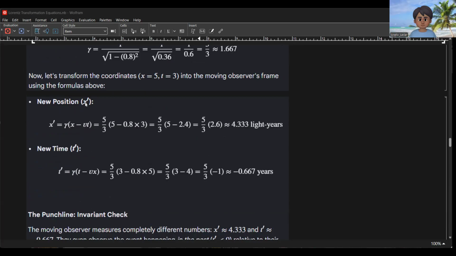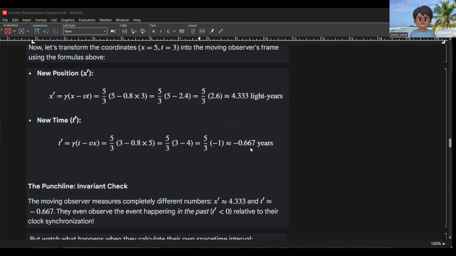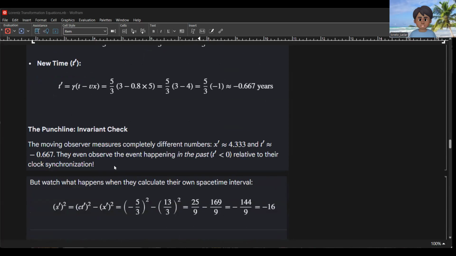The new position x prime, this is the formula for x prime in the Lorentz transformation equations. By substitution, x prime is equal to 4.33 light years. So the new time t prime in the S prime coordinates is equal to negative 0.667. Yes, negative 0.667. So the punchline, the invariant check.